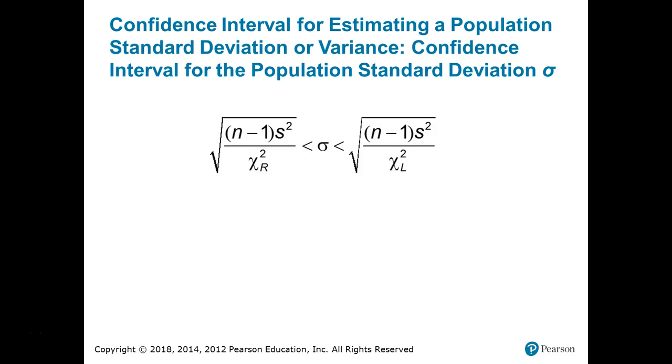For population standard deviation, it's a very similar formula, but we are taking the square root of all 3 segments to have it be in terms of standard deviation and not variance.